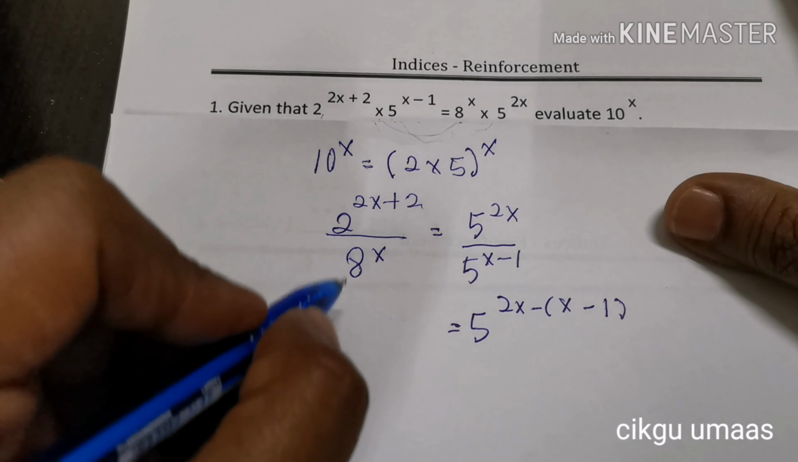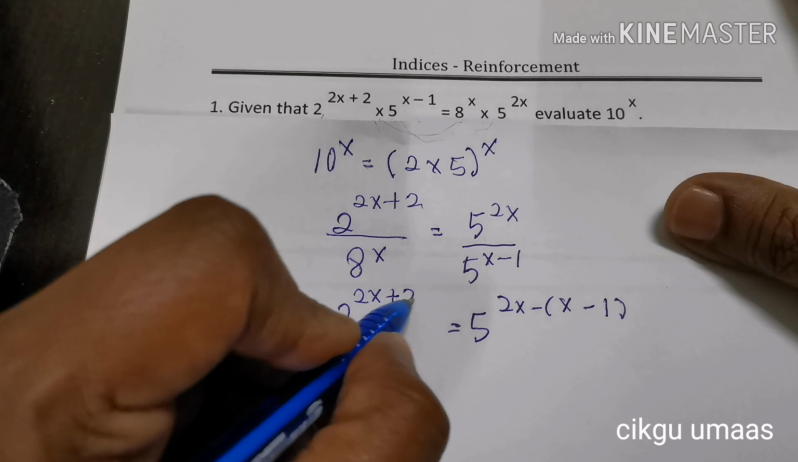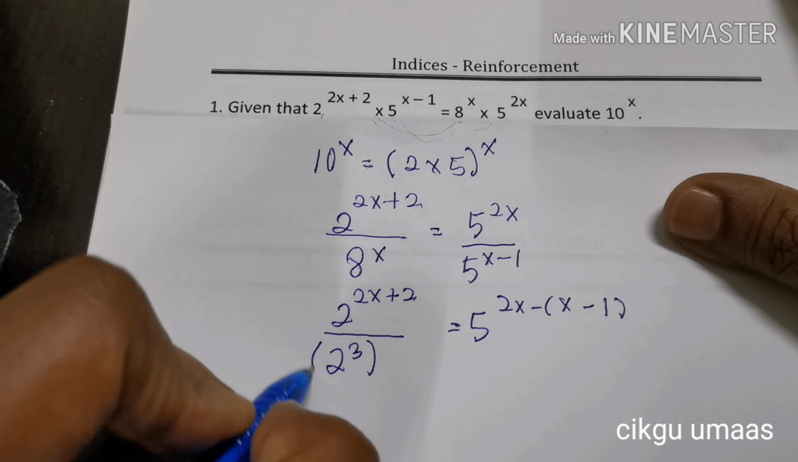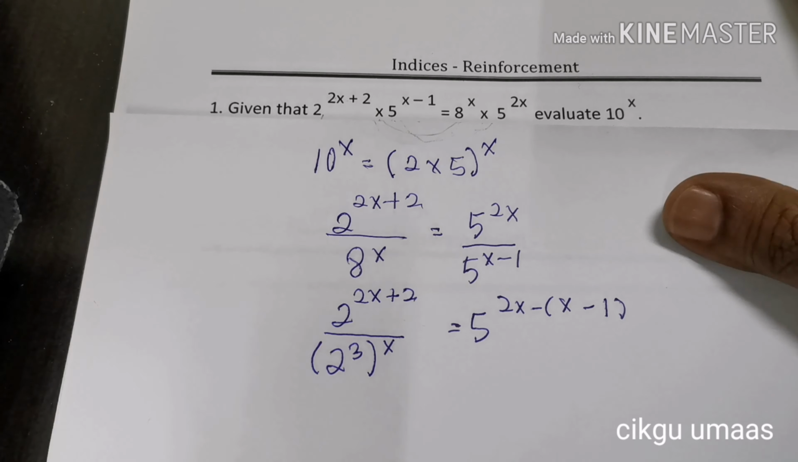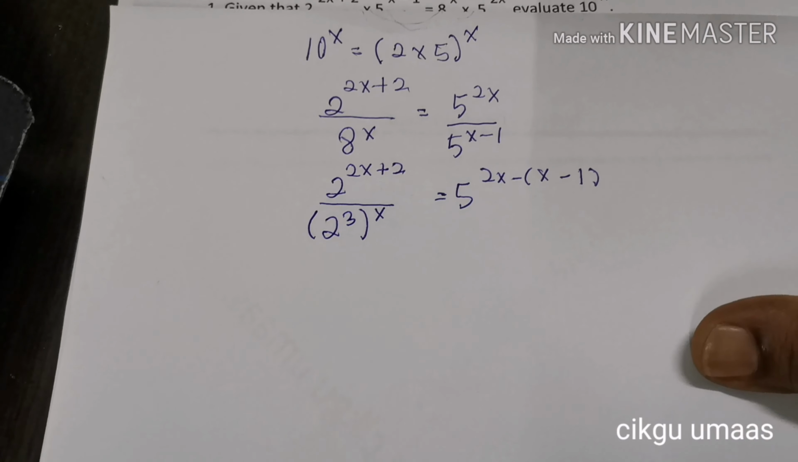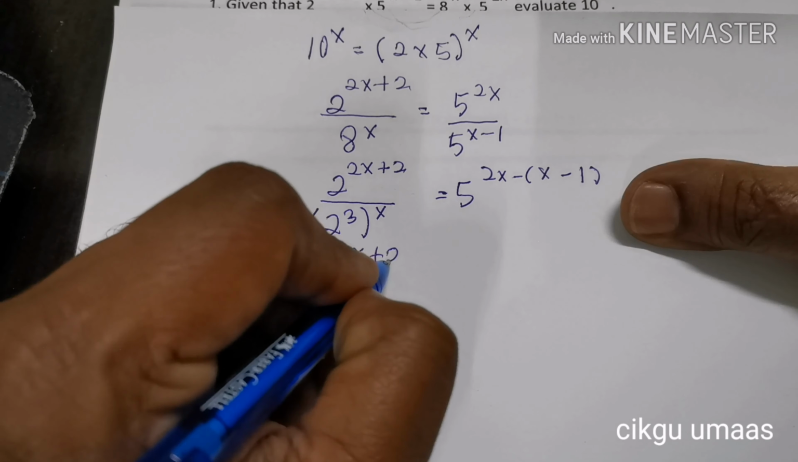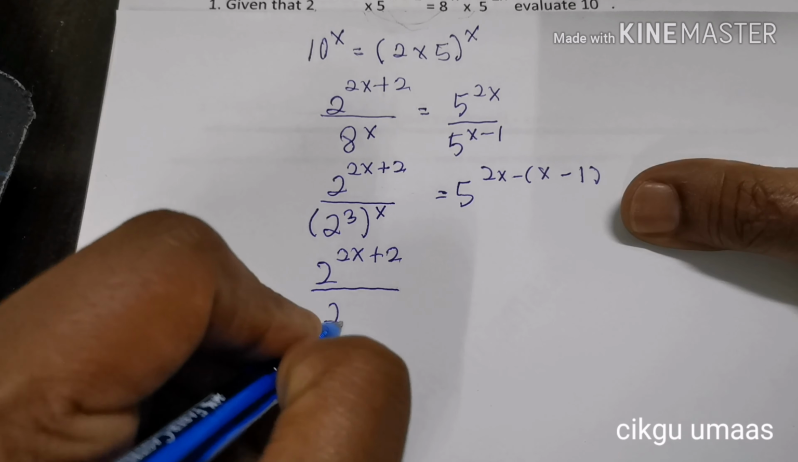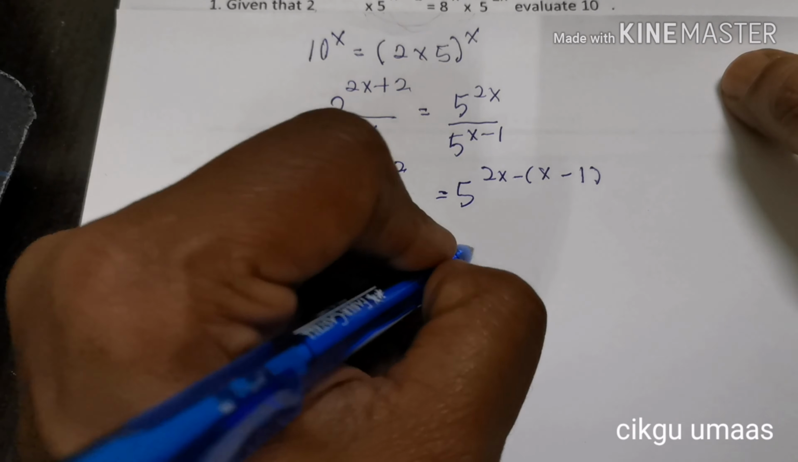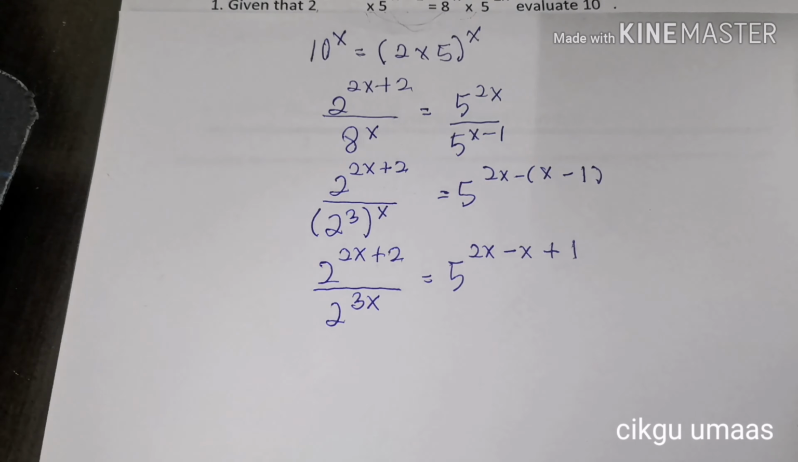All right. Okay, I do the same thing, but here I have a problem. The base is not the same. So I change the 8 to become 2 power 3. I can only do the plus or minus if the base is same. Okay, next step, what I'm going to do is, okay, so this will become 2 power 2x plus 2 over 2 power 3x. This is going to become 5 to the power of 2x minus x plus 1.